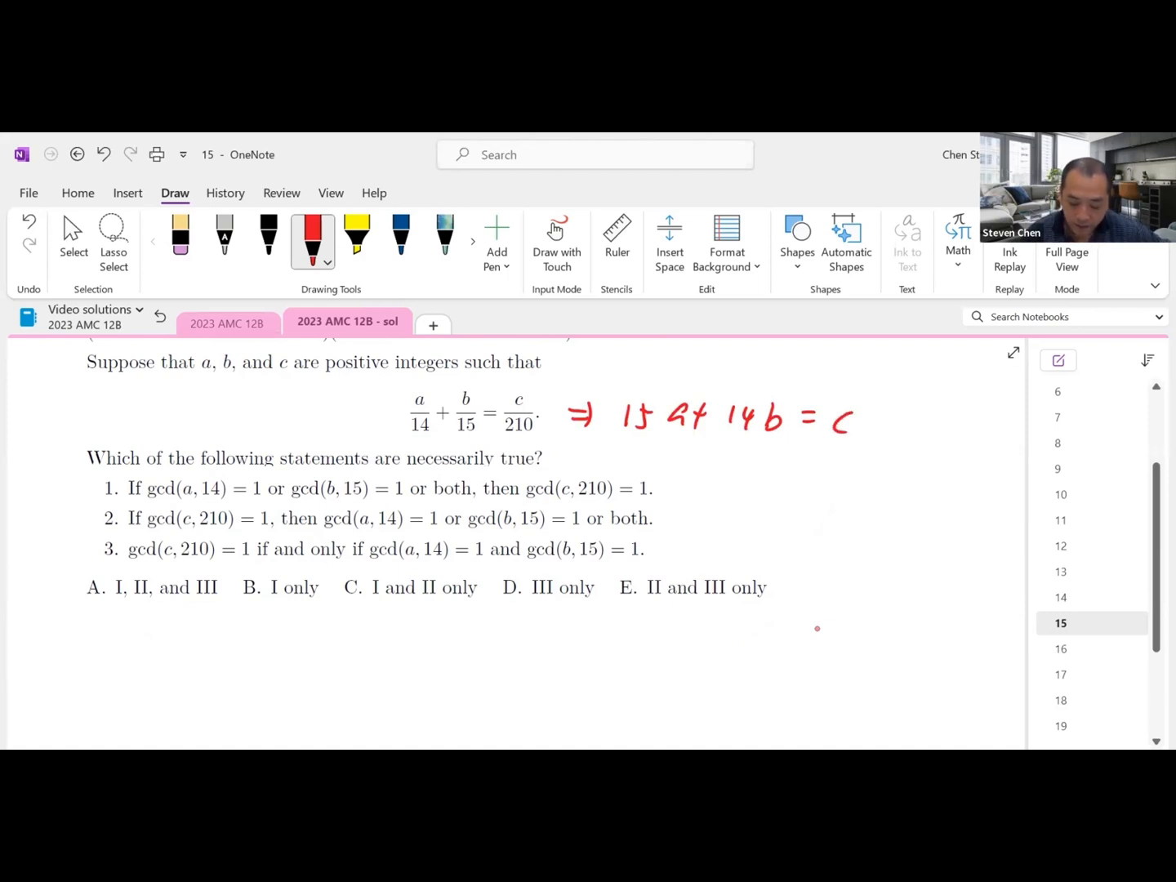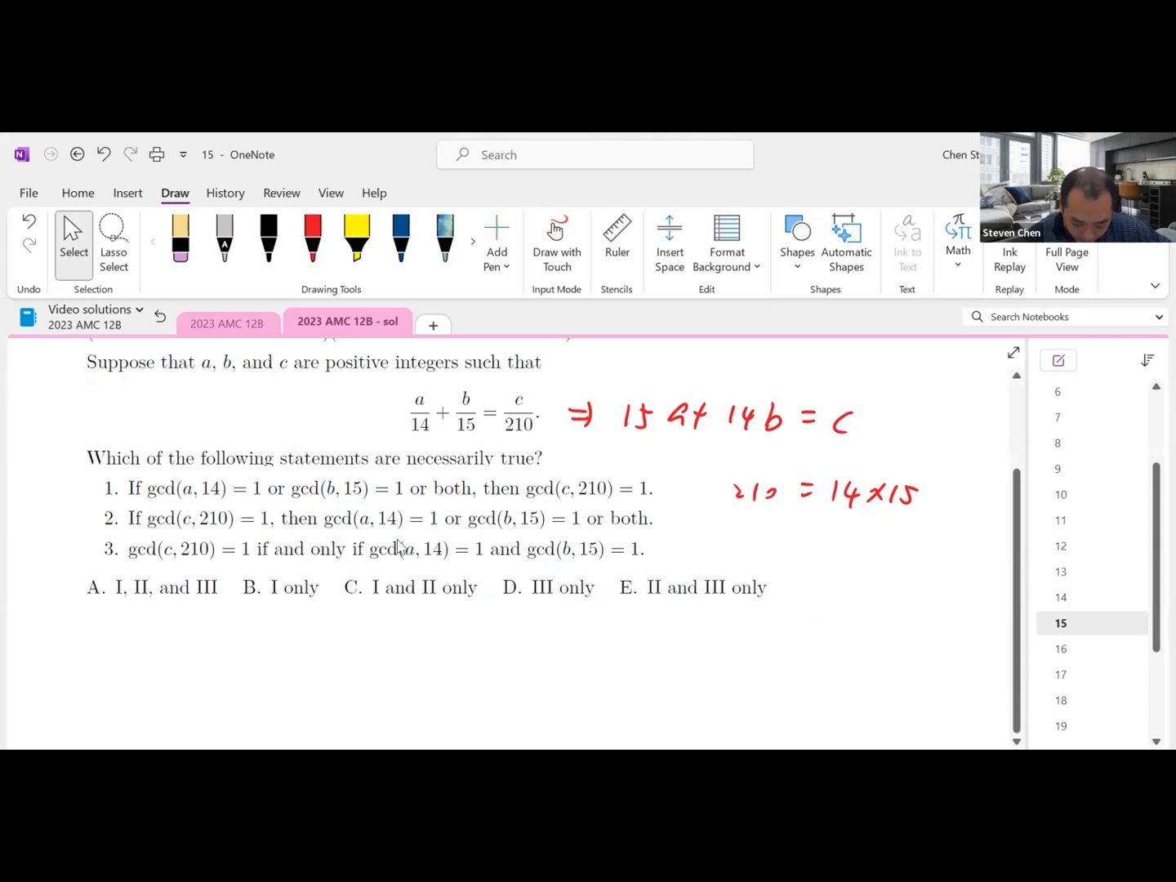And here we notice that 210 is essentially the product of 14 times 15. And obviously 14 and 15 are relatively prime. So here we have three statements, and we need to decide which statement or statements are correct.